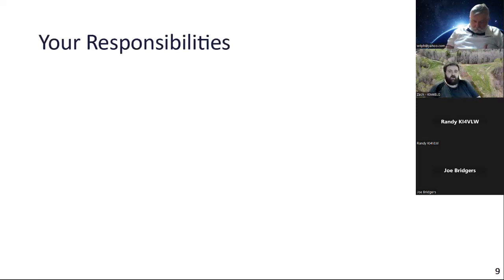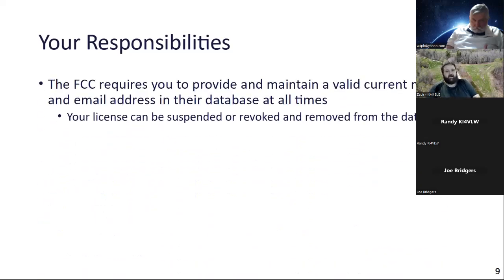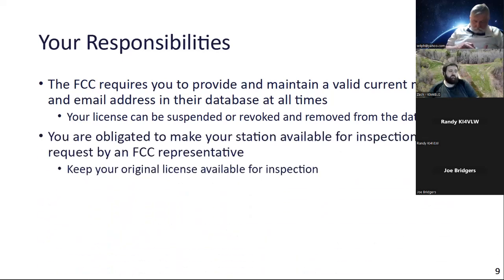So what are some of the responsibilities? With great power comes great responsibility, right? The FCC requires you to provide and maintain a valid current mailing address and email address in their database at all times. So if you move, you do need to update that with them in a timely manner. Your license can be suspended or revoked and removed from the database if you don't. You are obligated to make your station available for inspection upon request by an FCC representative. And if they do, you need to have a copy of your original license available.